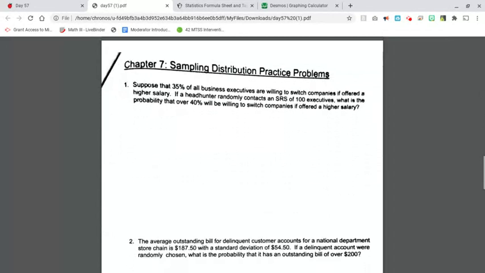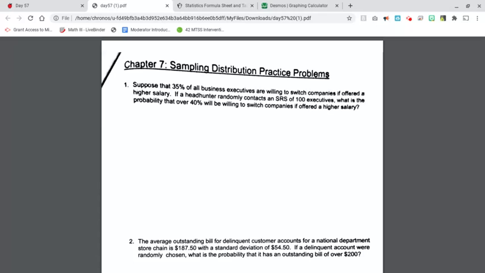Okay, we're going to move to page 3. Suppose that 35% of all business executives are willing to switch companies if offered a higher salary. If a headhunter randomly contacts a simple random sample of 100 executives, what's the probability that over 40% will want to switch companies if offered a higher salary?